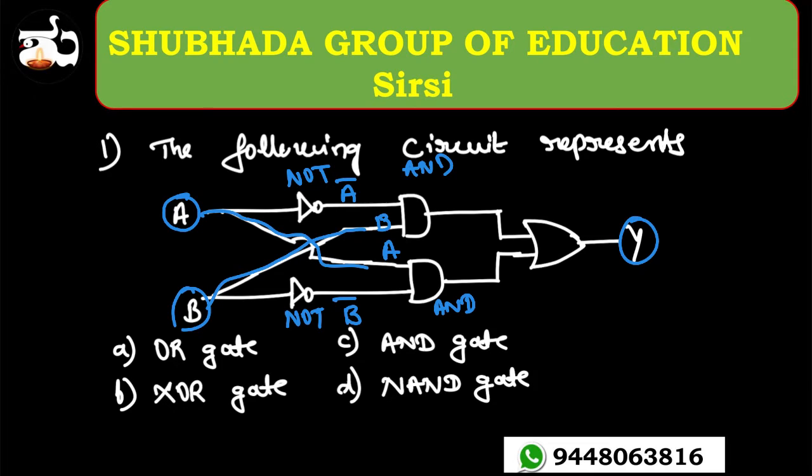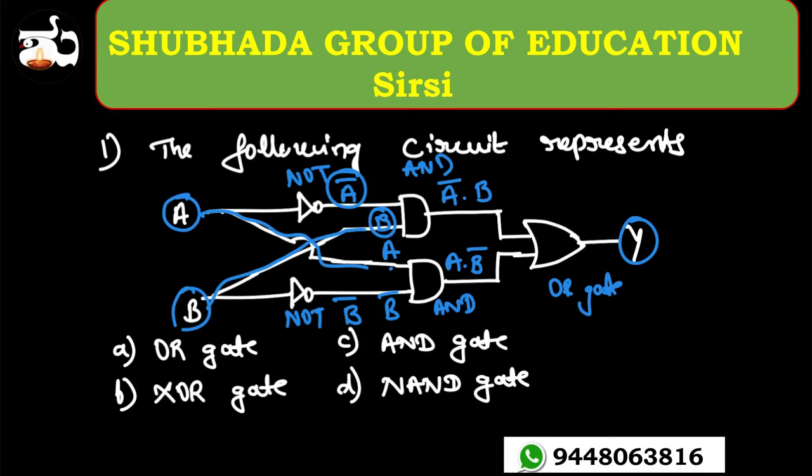The inputs are A bar, B, so that's the reason why the output should be A bar B, and here the output in the second case: the inputs are A and B bar, so that's the reason why A B bar. These are the two inputs to which gate? It should be the OR gate, correct? So Y should be equal to A bar B plus A B bar, correct? The options given are OR gate, AND gate, XOR gate, and NAND gate.